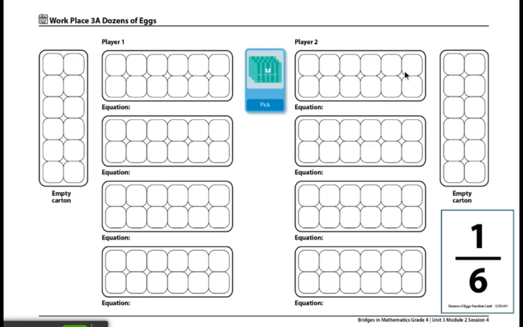So we know that there are 12 eggs in an egg carton because there's a dozen eggs in each carton. So if we were to break 12 into 6, we would break it into 6 groups of 2. So I've broken my empty carton into 6 equal groups with 2 in each group to break up the 12 eggs. I'm going to model coloring in 1/6 of the carton, so one of these groups, using these tiles.